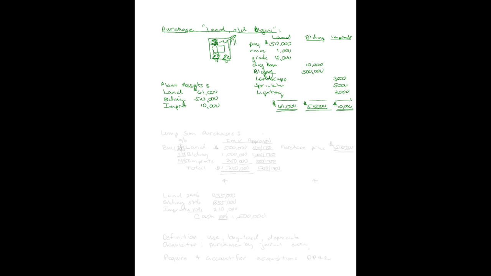Let's look at another case. In this example, let's say you do a lump sum purchase where you buy a building that's already up and functional, sitting on some land with some improvements that have already been made. And you get this appraised, and the appraisal shows that the land is worth its fair market value of $500,000, the building $1,000,000, and the improvements $250,000, for a total of $1,750,000.